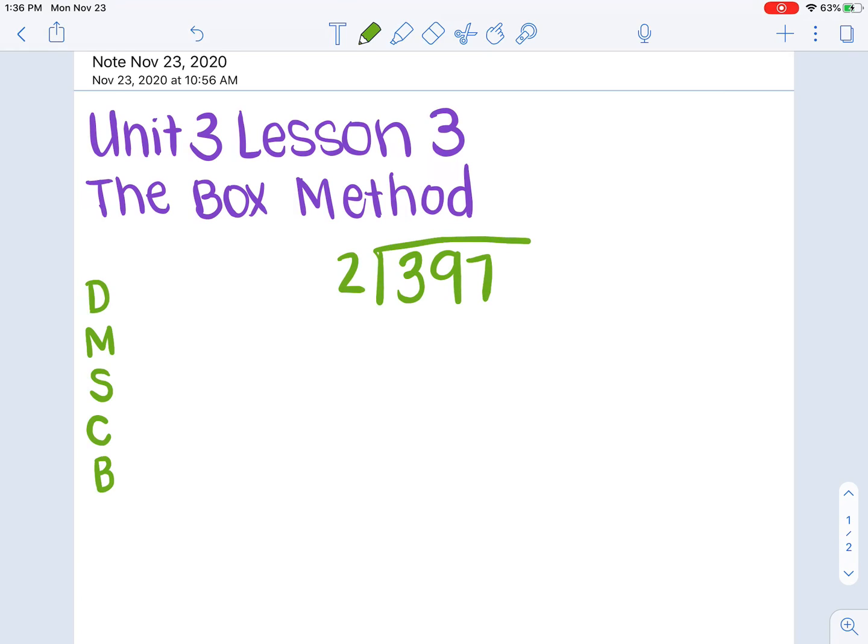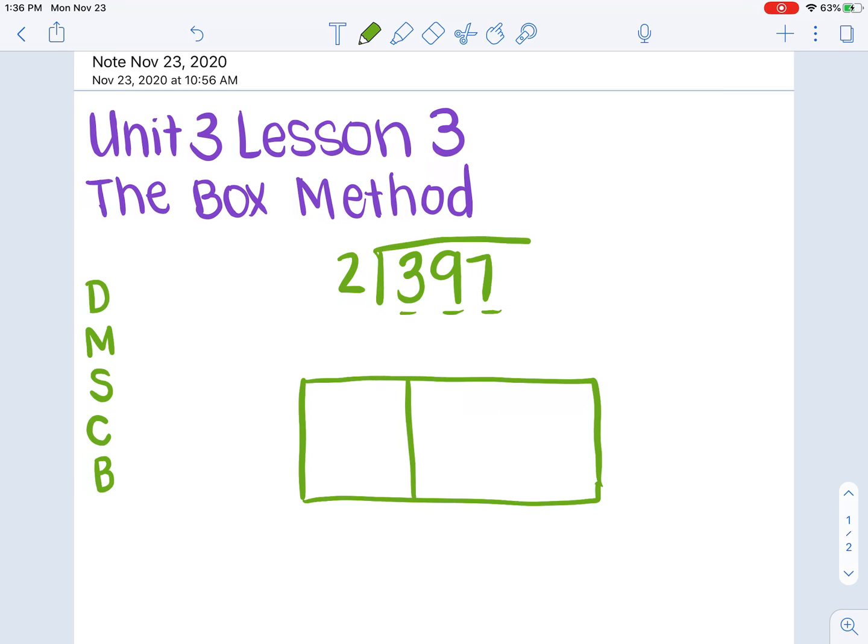397 divided by 2. For the box method, I'm going to set it up just a little bit differently, using a box. Imagine that. My box is going to have however many boxes that the number has. So I have 397. I'm going to split it into 3 boxes. And I'm going to put one number in each box, 3, 9, and 7. Then I'm going to put the divisor on the side, 2. Remember, the divisor is this number here.